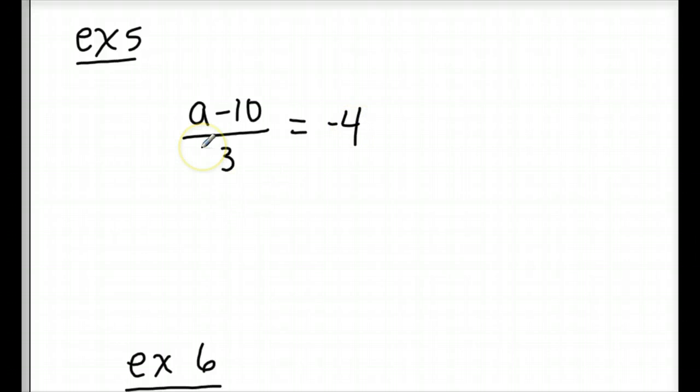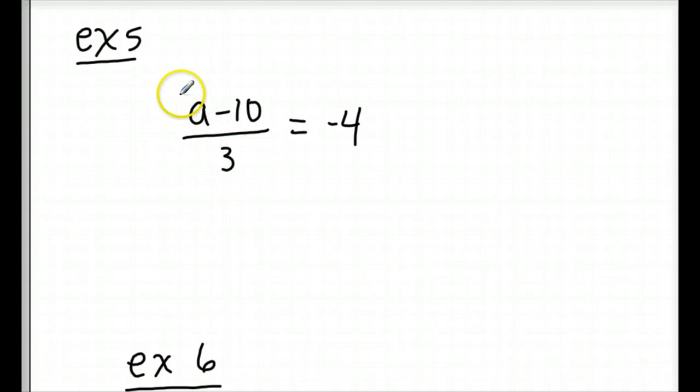Now, you might be thinking, oh, we're supposed to add or subtract first, so I'm going to add 10 to both sides, and then I'm going to multiply by 3. Well, in these cases, there are special cases where you actually have to multiply both sides by 3 first and then add 10. I wanted to show you these, and they're cases where the numerator has a little mini expression in it. The numerator is a minus 10, the denominator is 3.